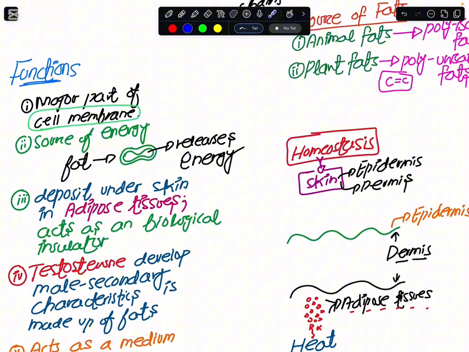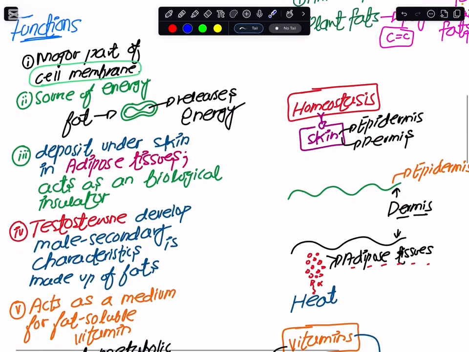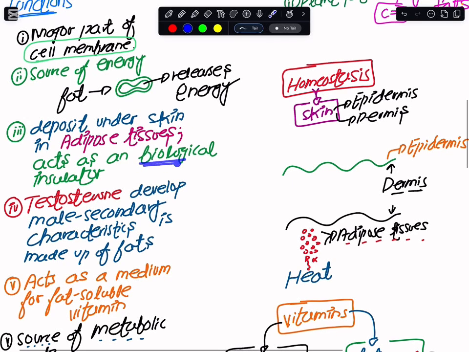Now the second scenario is that they are the source of energy. By the source of energy, what we mean is that if I have this mitochondria, these fats, when they are oxidized, combine with the oxygen within the mitochondria, so they release a lot of energy out of it. The next situation is that they act as a biological insulator.